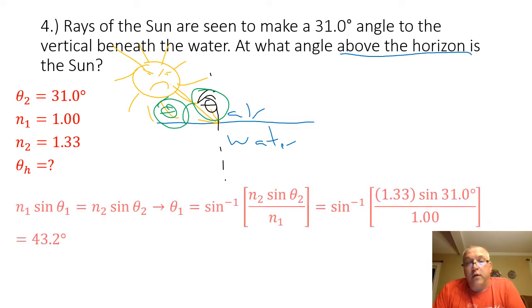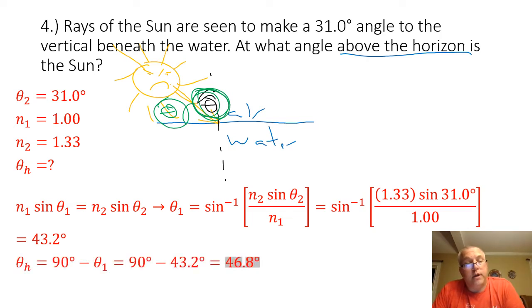We're going to start off again with Snell's law. We're going to solve Snell's law for theta 1, or my angle of incidence, this guy right here. And solving Snell's law for theta 1 is going to give me an angle of 43.2 degrees. Now to find the complementary angle of 43.2 degrees, I need to take 90 degrees and subtract my angle of incidence. So 90 degrees minus 43.2 degrees will give me an angle above the horizon of 46.8 degrees.